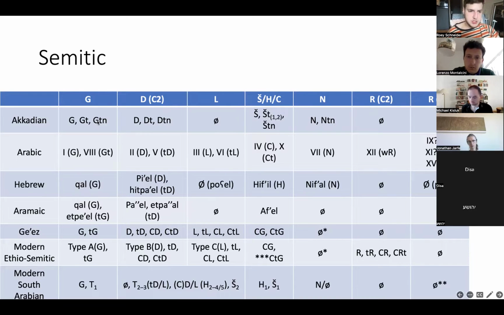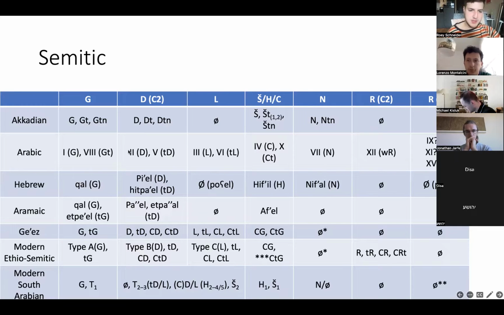Akkadian also has this GTN, which is something weird that appears only in it and in Eblite, I think. Ibtanalgas, which means to do something over and over again, right? Iterative or something like that, but I don't think anything like this occurs in any other Semitic language. Okay, so the D stems are pretty much the same. So Akkadian has D and DT, the passive or reciprocal or reflexive of D, and DTN, the iterative of D. So uptaris, uparis, uptaris, uptanalmas, I don't know.